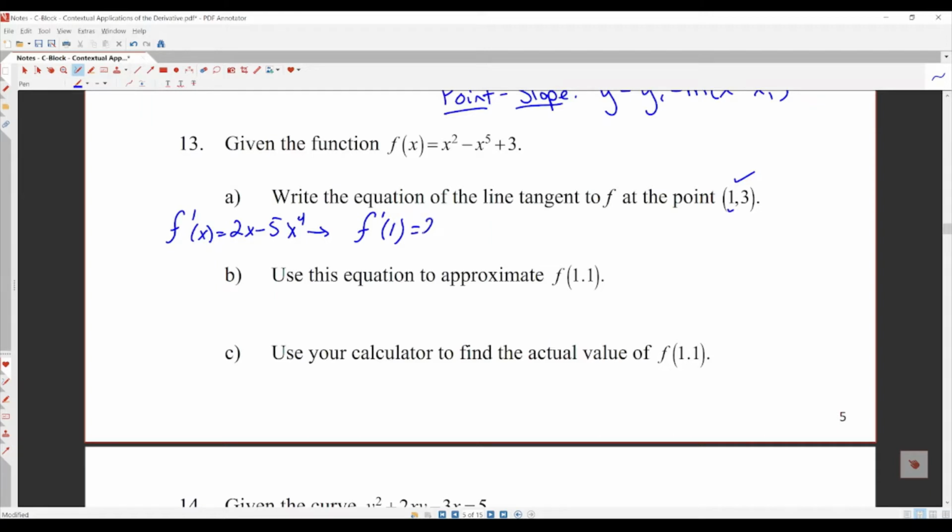So I get 2 times 1 plus 5 times 1 to the fourth, and that comes out to be, that should be a minus. Sorry about that. And I get negative 3. Therefore, my equation is going to be y minus the y coordinate equals the slope times x minus the x coordinate.